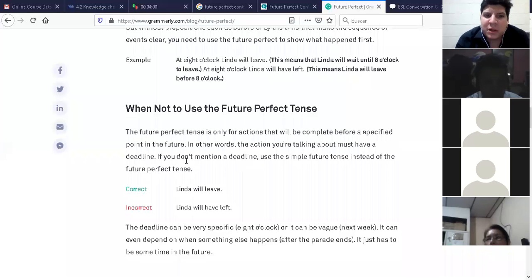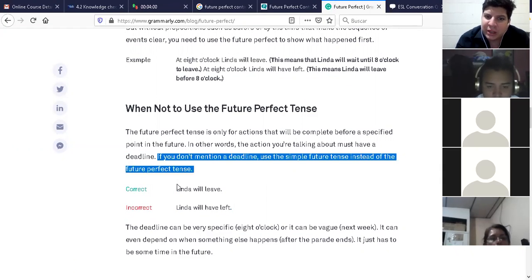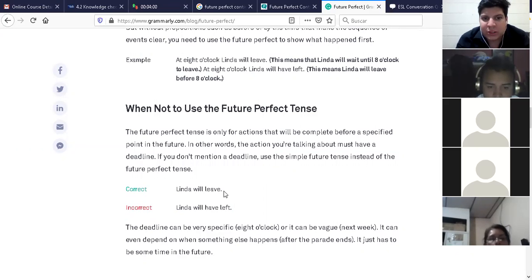There we go. If you notice here, you must have a deadline, okay? Always a time expression, always a time limit. Because if you don't mention a deadline, you gotta use simple future. For example, Linda will leave. Are we saying when? No. No, we are not.